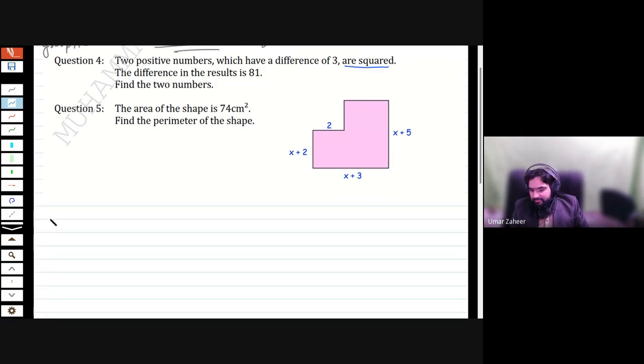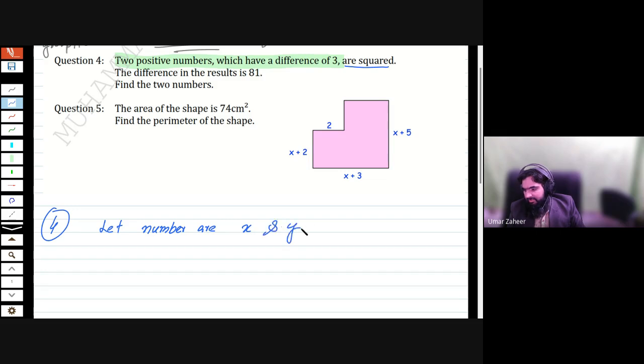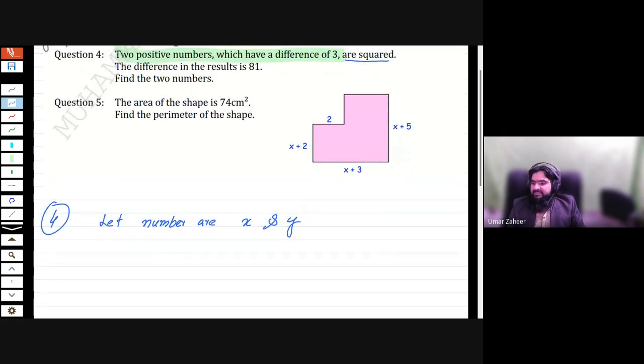All right. So we have question number 4. Now in the very first line, he says the two positive numbers which have a difference of 3. Now let's say the numbers are x and y. And he says which have a difference of 3, means x minus y is equal to 3. It is clear?